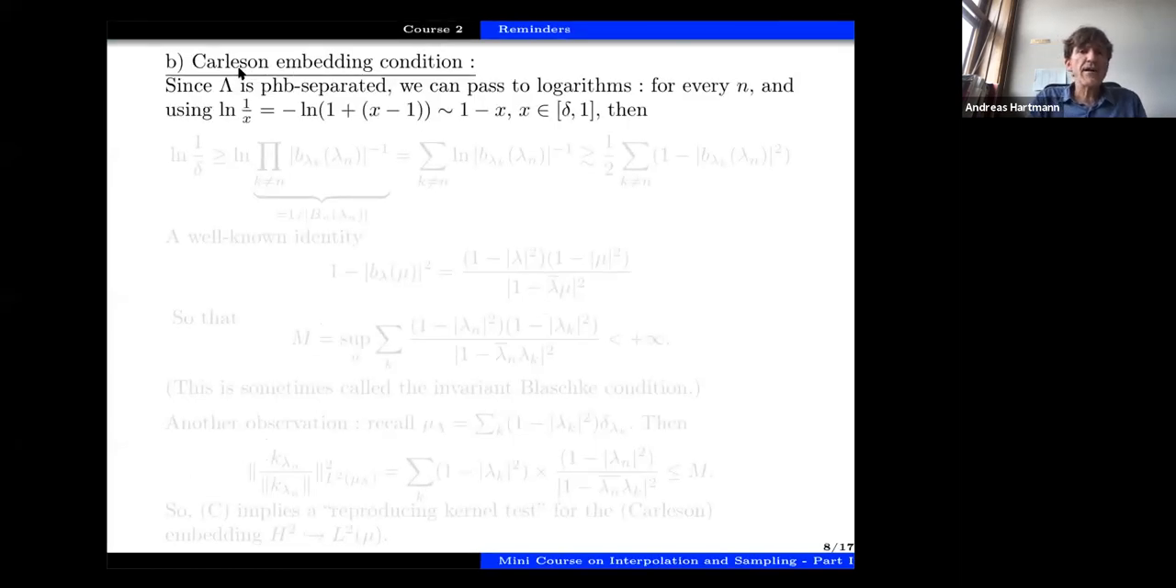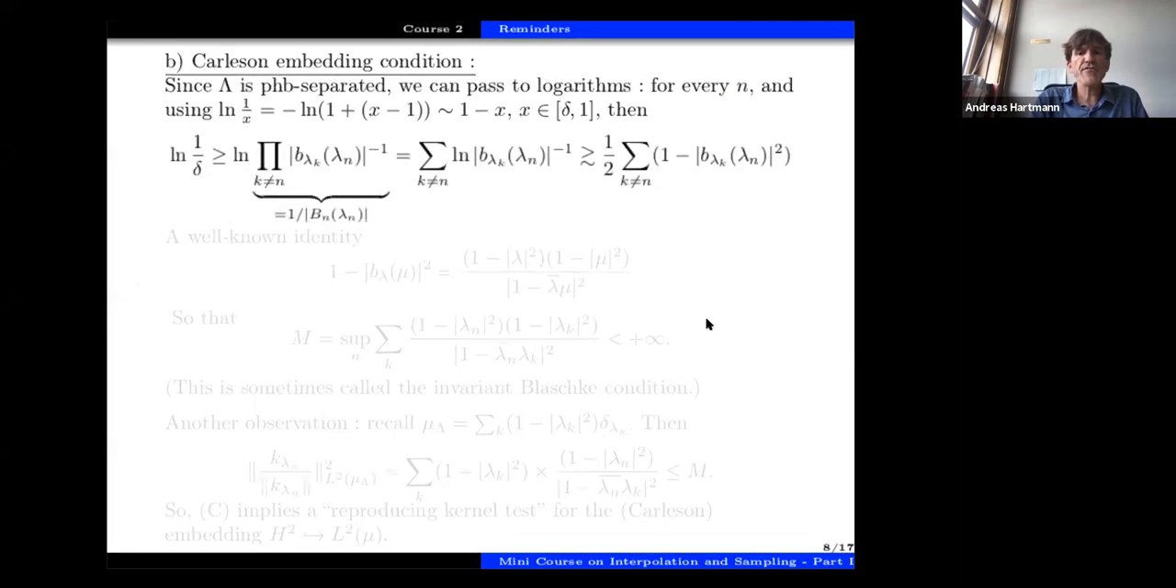And now let me speak about the Carlson embedding condition. So let me do this computation here. By the Carlson condition, we have just seen that the lambda is separated in the pseudo-hyperbolic distance. Now I will pass through logarithms. And so these b lambda k lambda n, they are bounded from below by delta.